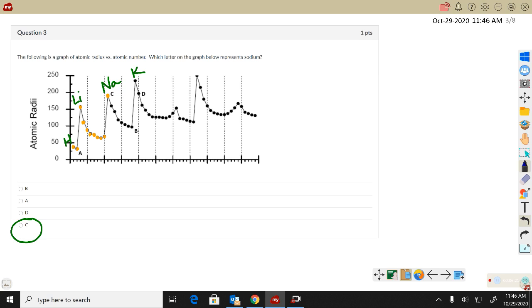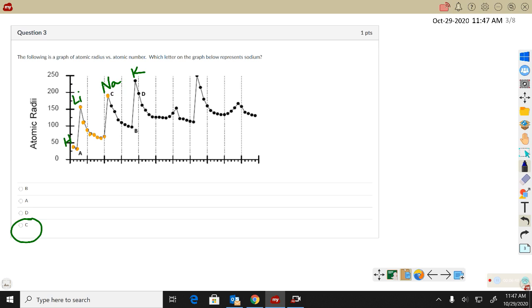So you could just count to the 11th dot, and it should be element 11, that's sodium. But now what is kind of interesting is that if you mark in a couple of the elements from that first group, element number 1, or the first dot, would be hydrogen. Element 3, the third dot, is lithium. Then we've got sodium, and we'd have potassium, which would be the 19th dot.